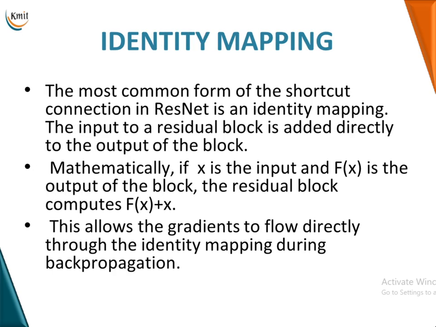Now in this you make use of identity mapping, wherein to the input of a residual block you directly add the output of the block. So if x is the input to a residual block and f of x is its output, then the residual block is going to compute f of x plus x. This allows the gradient to flow directly through the identity mapping during backpropagation, and the gradient does not vanish.